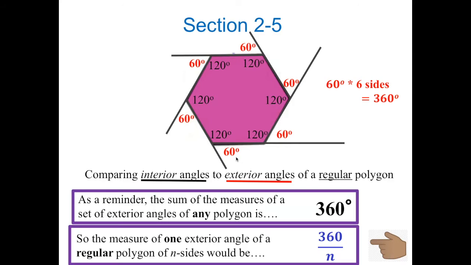So it's very easy, and then you can always double check it against the interior angle. For instance, the interior angle measure for a regular octagon is 135 degrees. 360 divided by 8 is 45, and 45 is supplementary to 135. We've checked our answers. We know we're good.